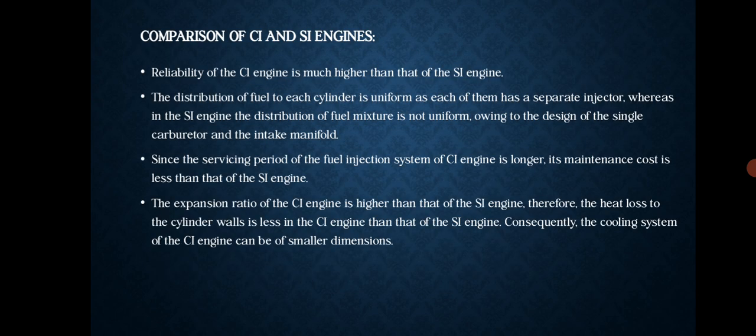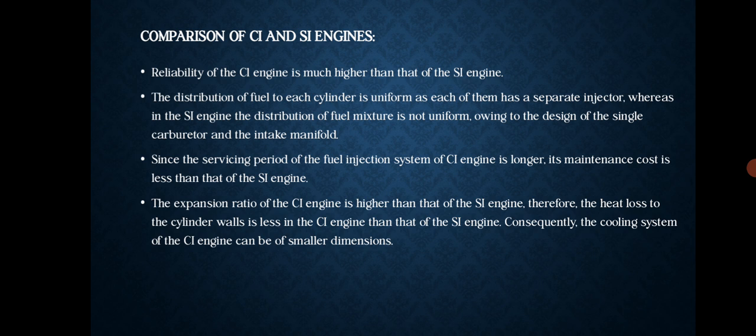So next we will see about the comparison of CA and SA engine. First, reliability of the CA engine is much higher than that of the SA engine. The distribution of fuel to each cylinder is uniform as each of them has a separate injector, whereas in the SA engine the distribution of fuel mixture is not uniform owing to the design of the single carburetor and the intake manifold. Since the servicing period of the fuel injection system of the CA engine is longer, its maintenance cost is less than that of the SA engine.